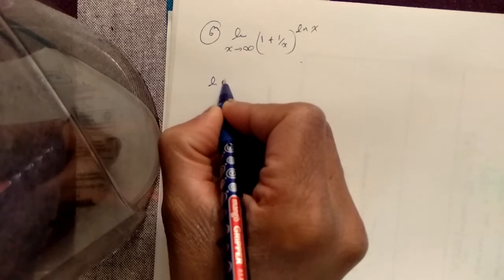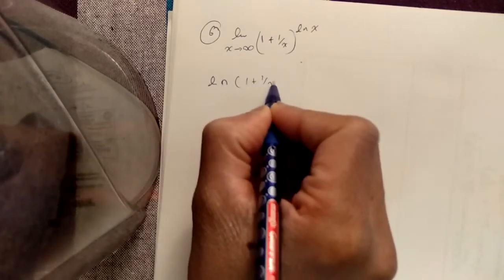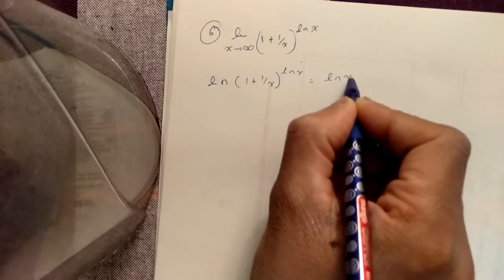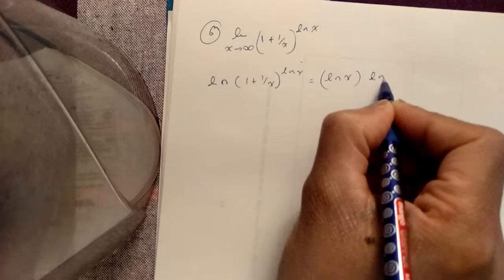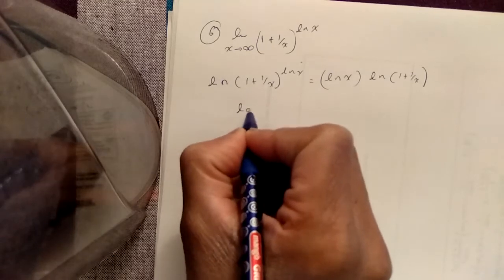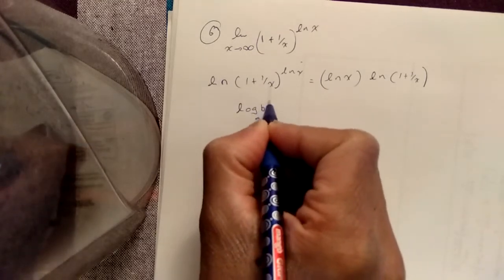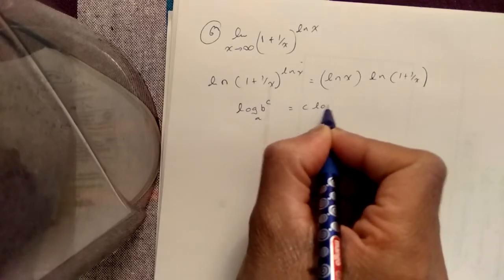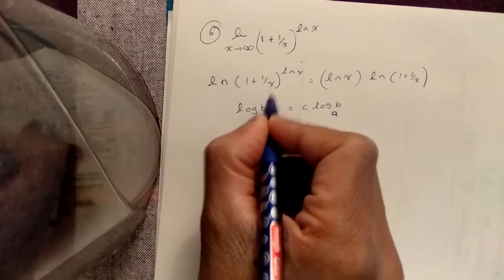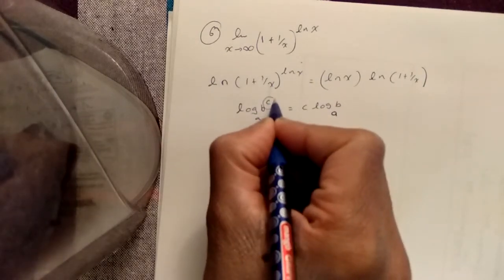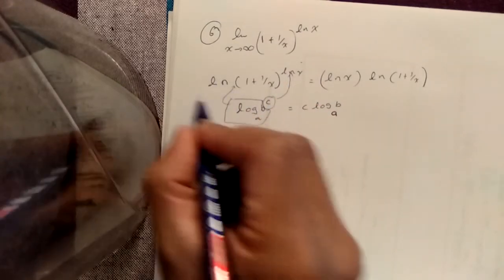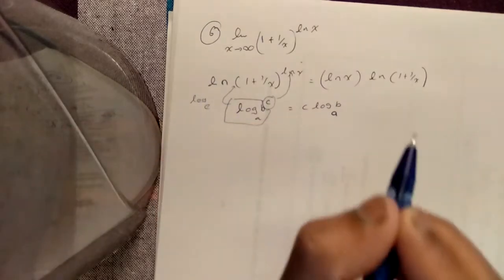Which means we compute the logarithm of (1 plus 1 over x) to the power ln x, and that is equal to ln x times ln (1 plus 1 over x). This is the logarithm rule: the logarithm of a to the power c is equal to c times log of a. According to this question, c represents this one and a represents this term. ln means log base e.